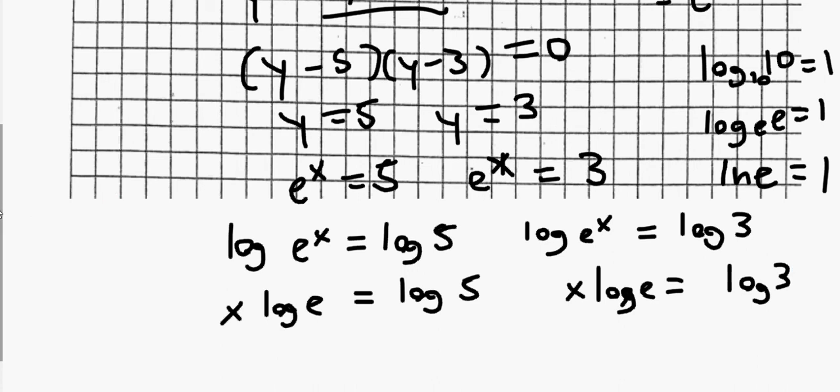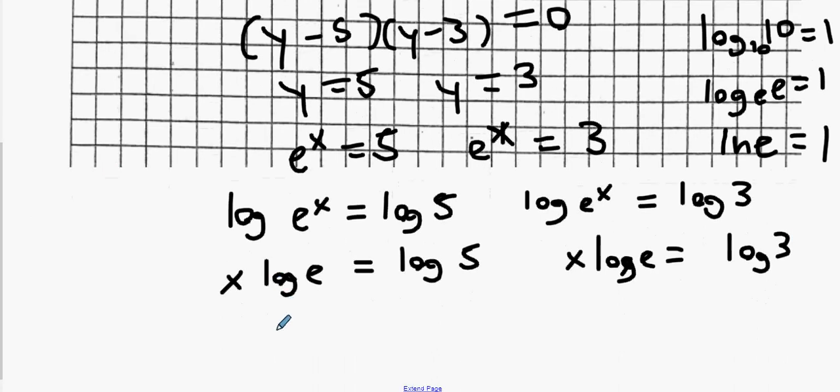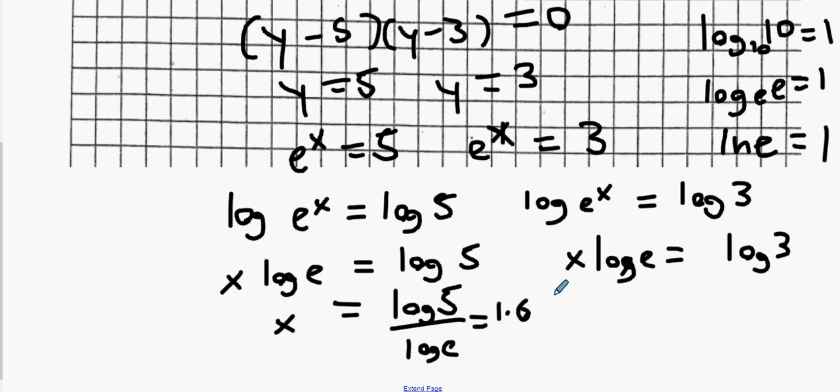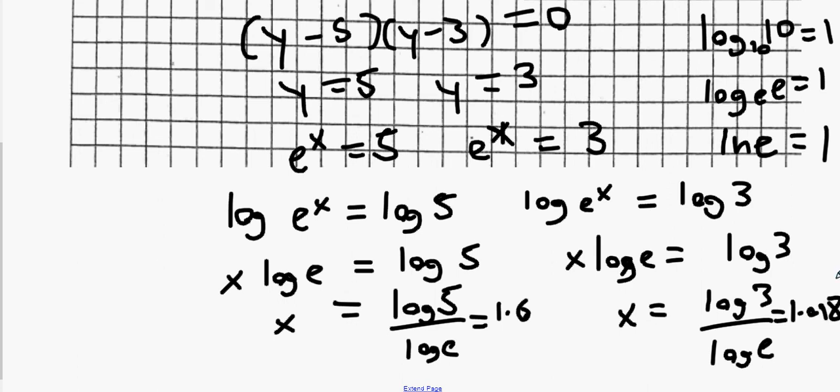So what's x on its own? Log 5 over log e. And you'll find that log 5 over log e is roughly 1.6. The same answer you got using the other logs, wasn't it? And what's log 3 over log e? Anybody? 1.098. So, even if you use different logs, you still get the same answer. Is that alright? Great.